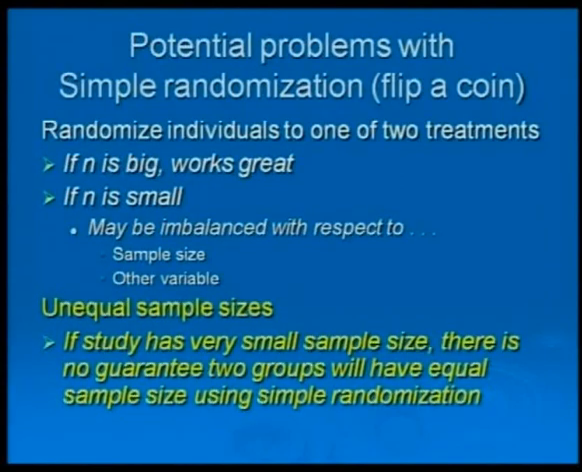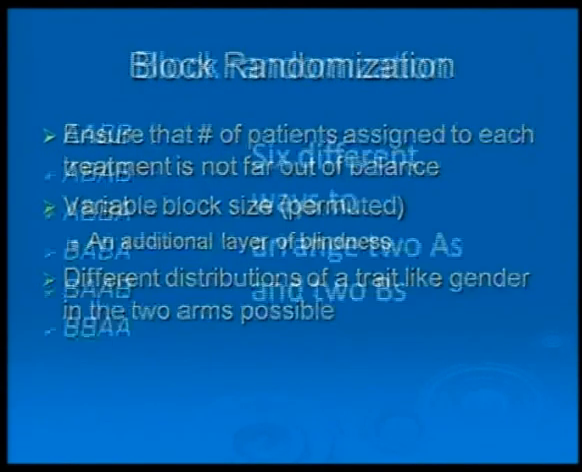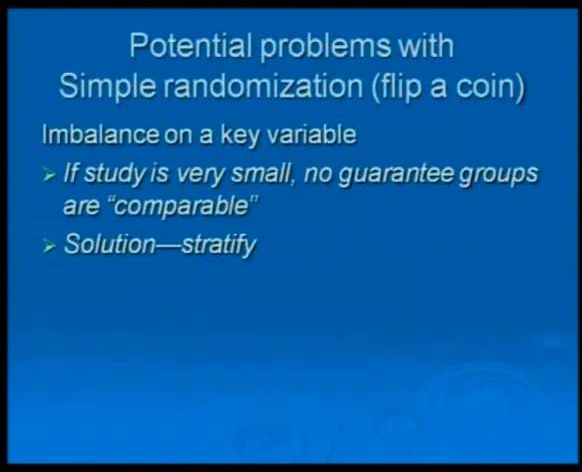If the study has a very small sample size, there is no guarantee that the two groups will have equal sample size using simple randomization. So that's why we prefer block randomization. Suppose my sample size came out to be 24. I will divide them into different blocks, and each block will contain 4. And there will be an equal distribution of the two treatments in those blocks. This is the example that I have already mentioned here.